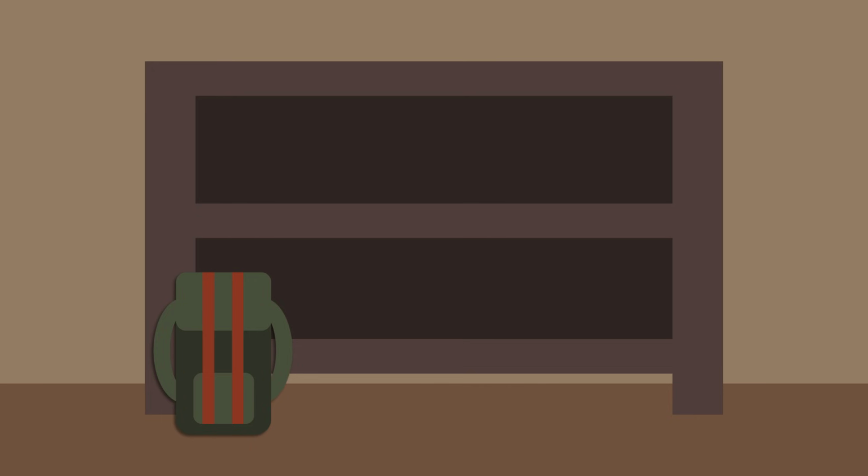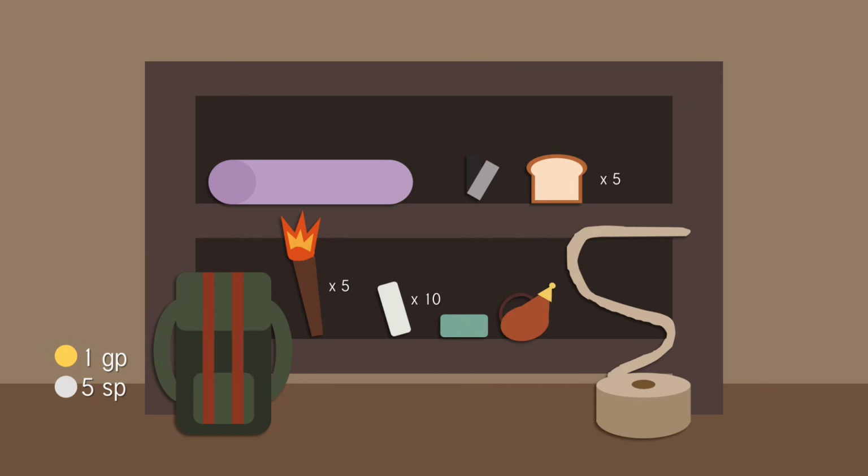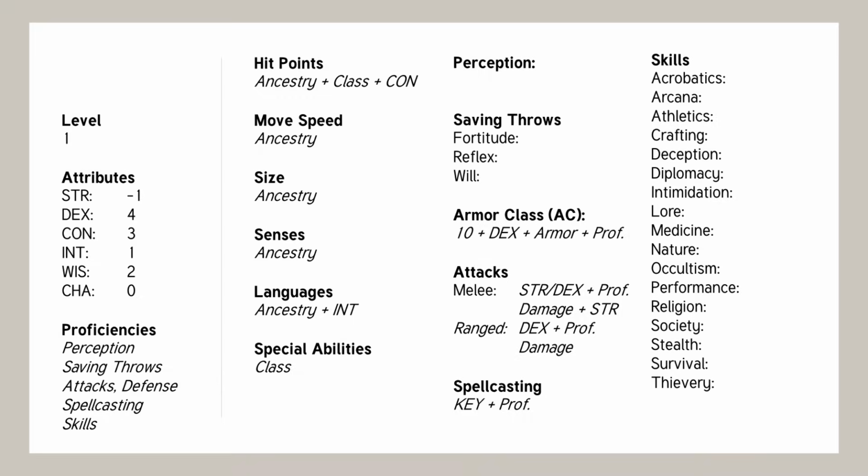You could also buy an adventurer's pack, which costs 1 gold and 5 silver, with a bunch of useful items like a backpack, rope, torches, and rations. Yummy. Now you have enough info to fill out the rest of your character sheet.